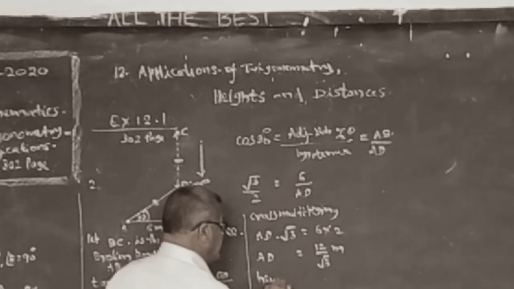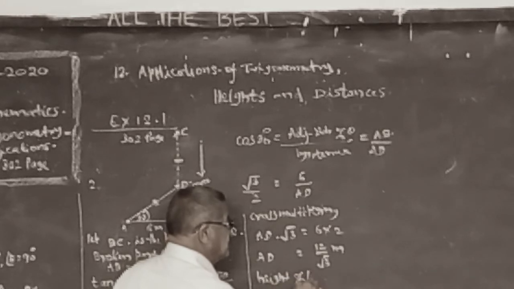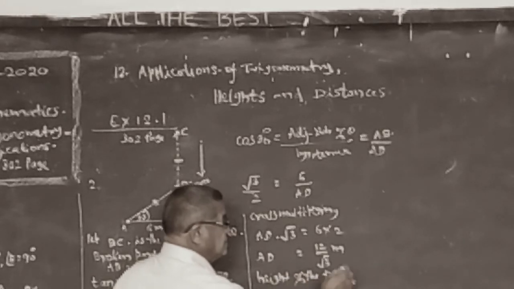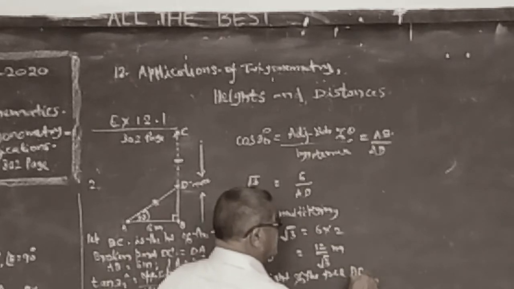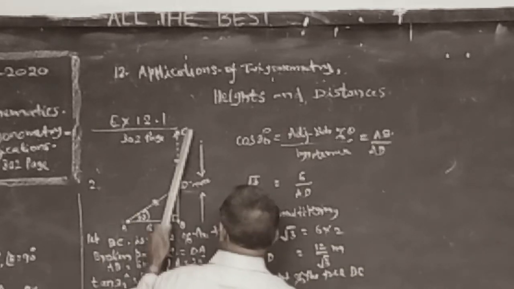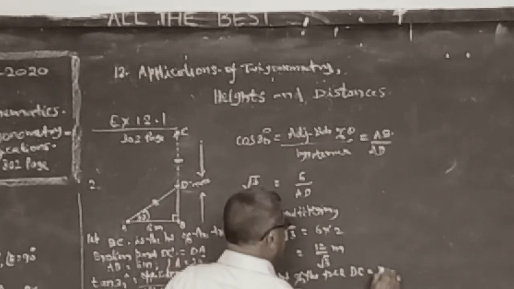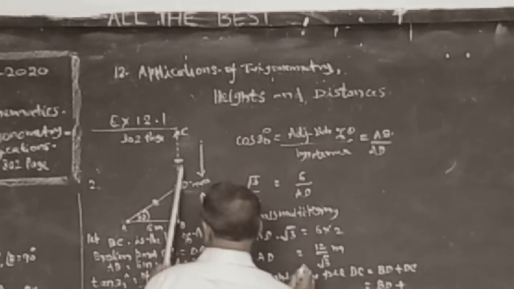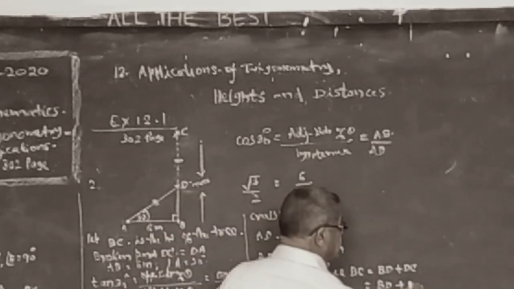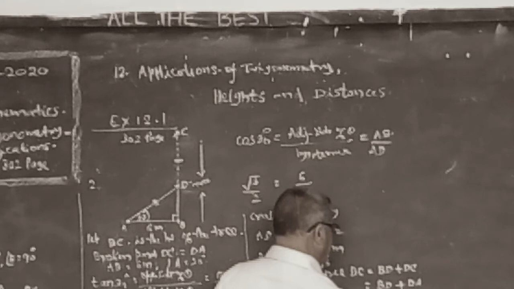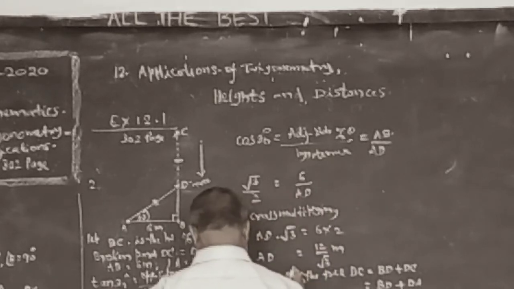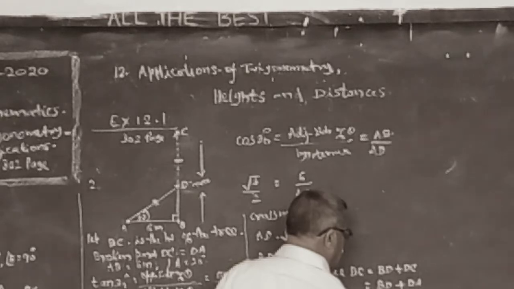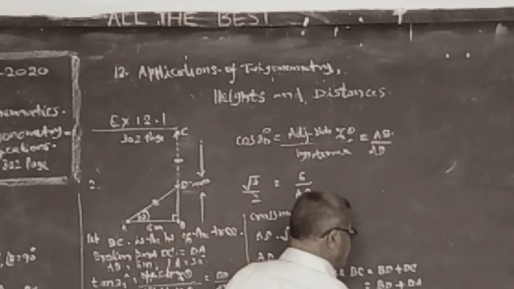Height of the tree BC is equal to BD plus DC, and the same BD plus DC is the same as BD. We know to find in the first type, 6 by root 3 and DA, 12 by root 3.